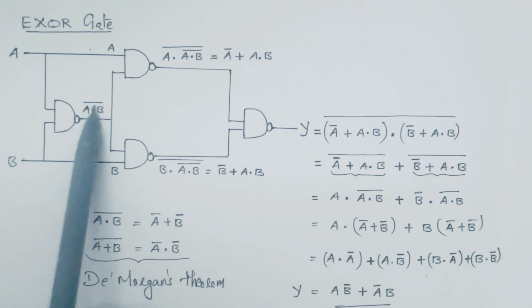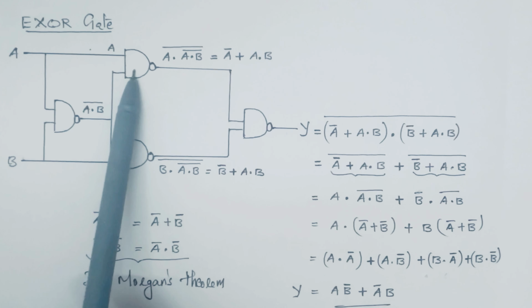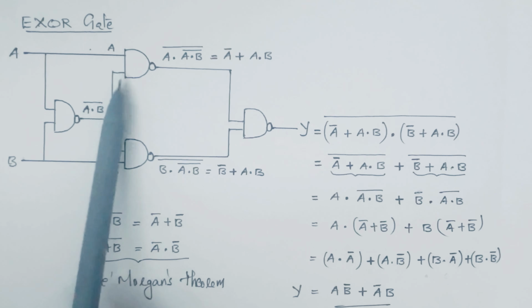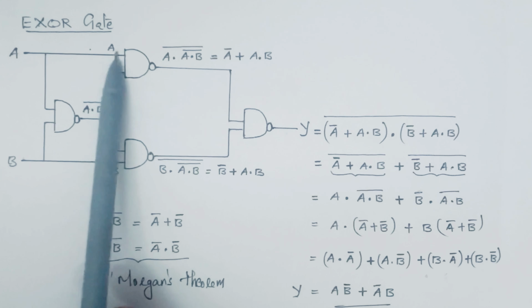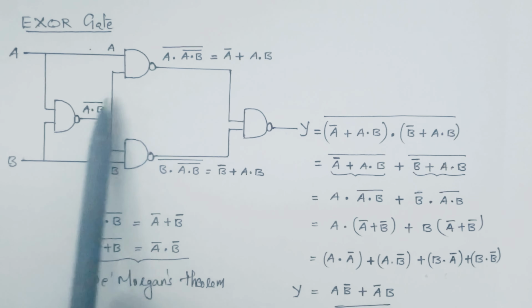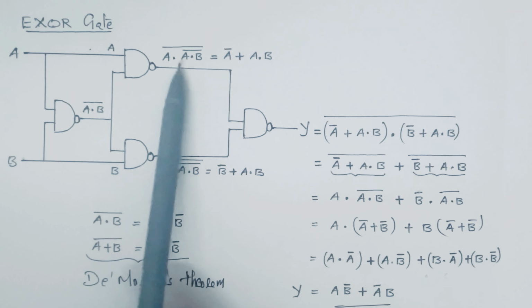Now this A dot B the whole bar is one of the inputs to the second and third NAND gates. So here one input is A and the other input is A dot B the whole bar. So the output will be what? Multiplication and then complement. One input is A, the second input is A dot B the whole bar. So A dot B the whole bar and the whole complement.